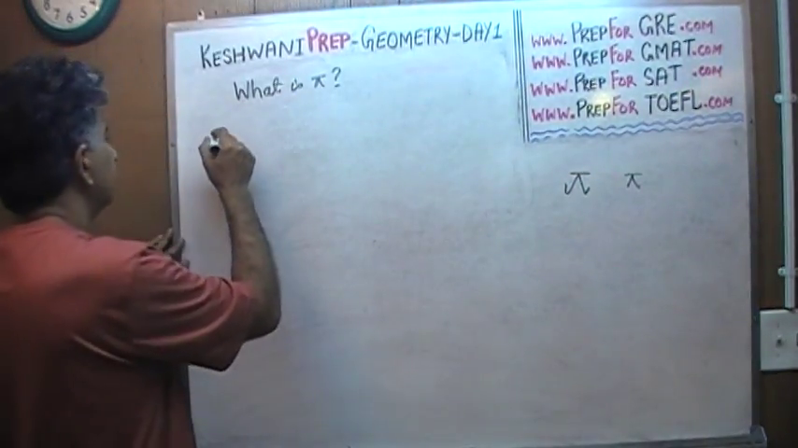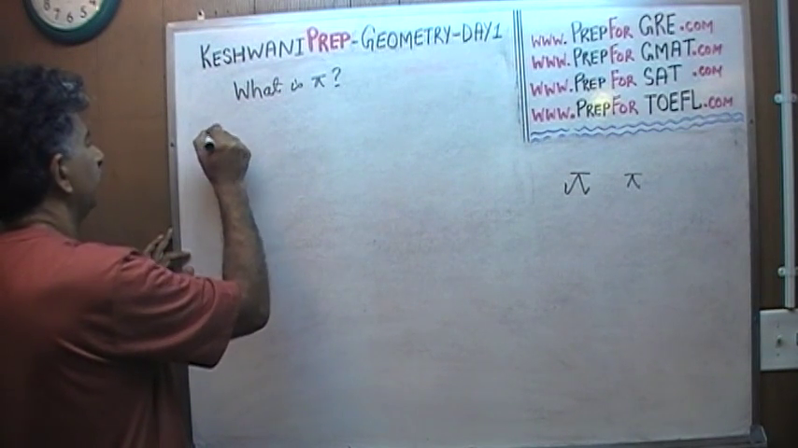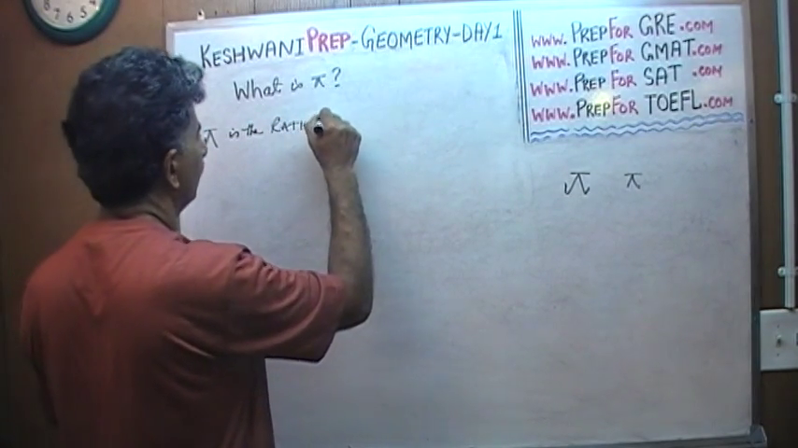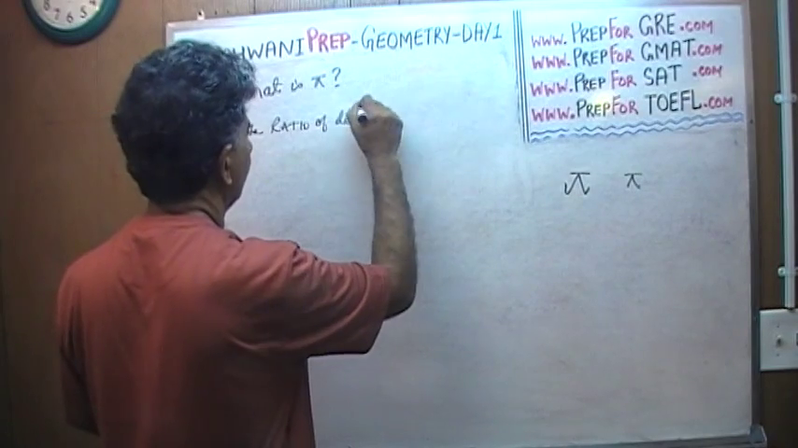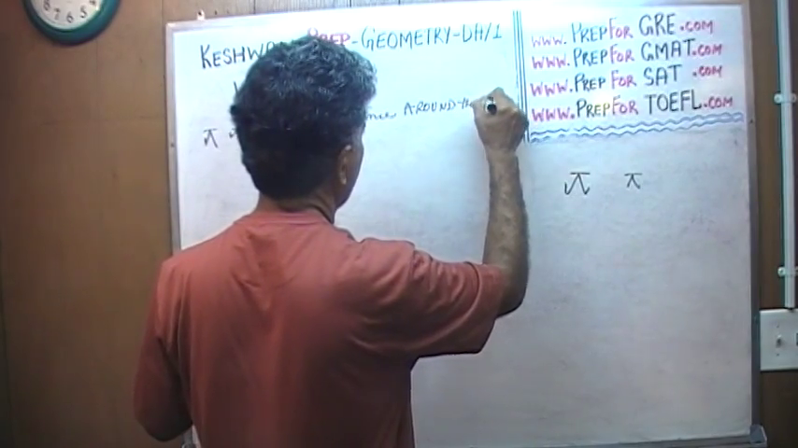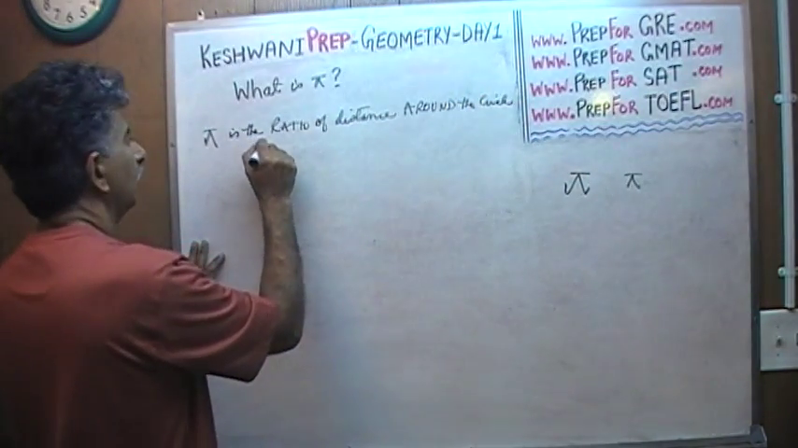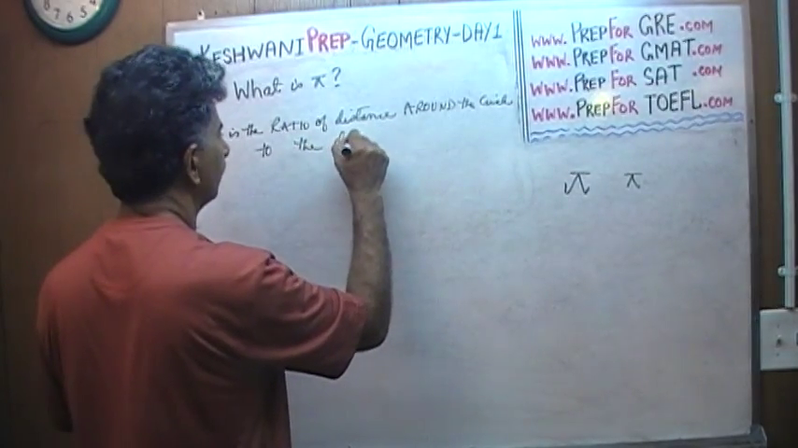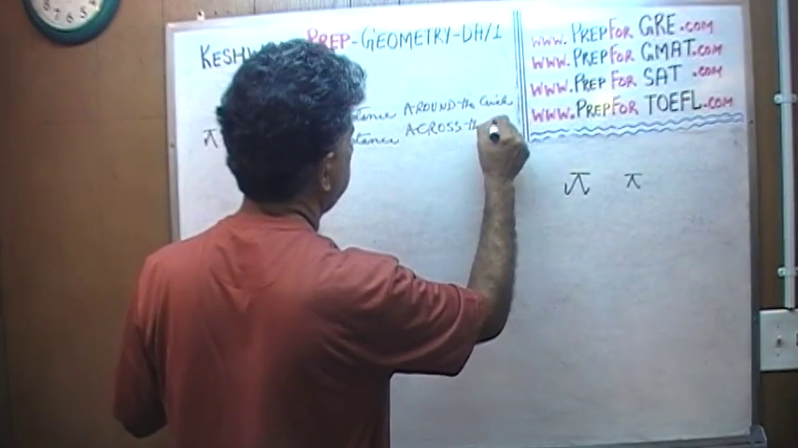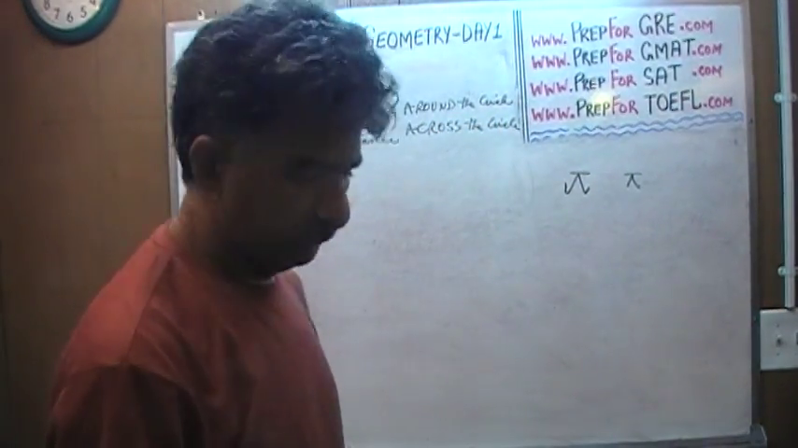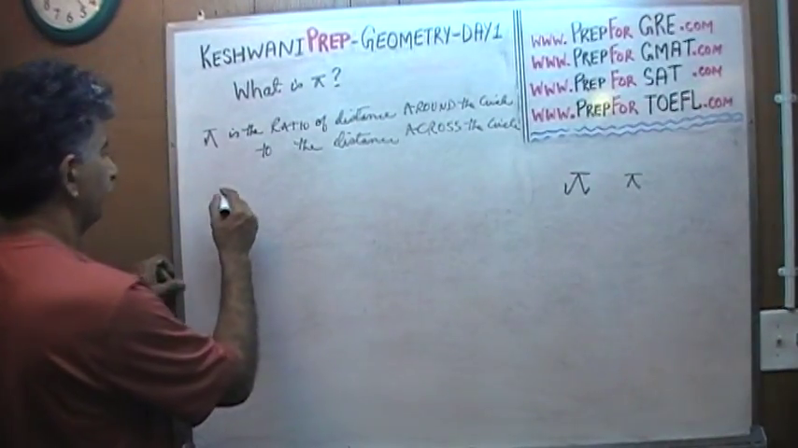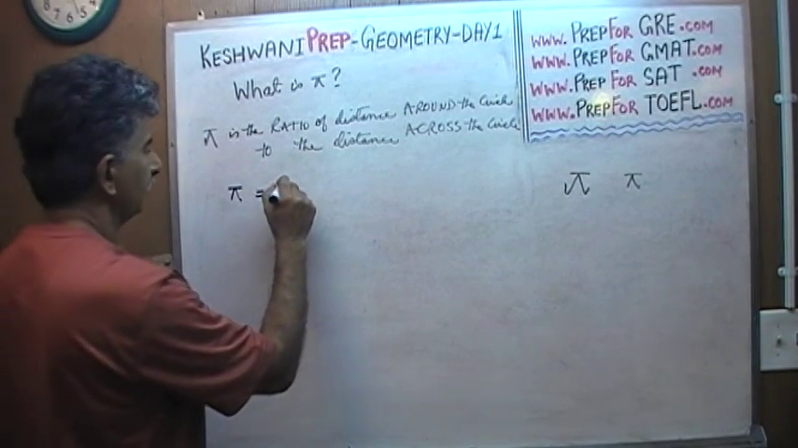Pi is in fact the ratio of distance around the circle to the distance across the circle. That's what it is. Distance around the circle to distance across the circle. It's a ratio. Pi is a ratio.